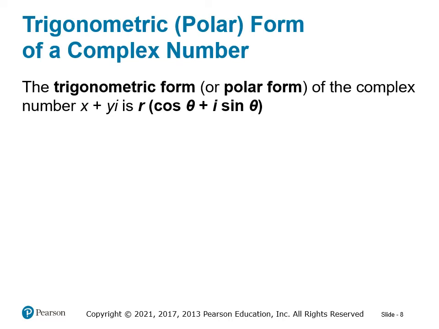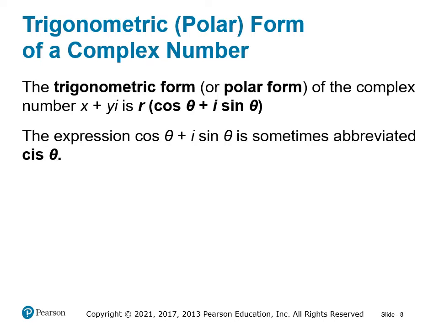So the trig form, also known as the polar form of the complex number x plus yi, is r cosine theta being the x value, and r i sine theta being the yi value. So for any complex number x plus yi, the trig form is r cosine theta plus i sine theta.